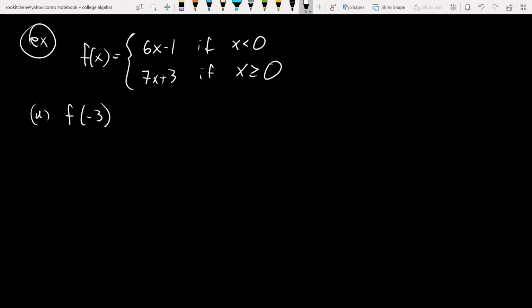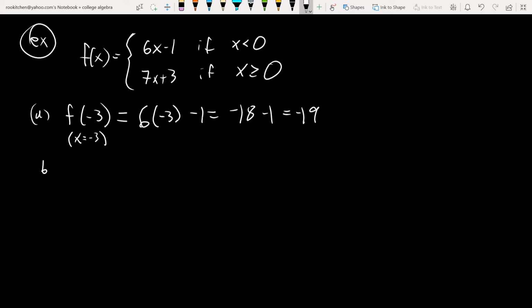Okay, so if x is less than 0, you use the first one, 6x minus 1. Our x here equals negative 3, and that's definitely less than 0. So we're using the 6x minus 1 to do the evaluation. I plug in negative 3 wherever I see x, and I get negative 18 minus 1, which is negative 19.